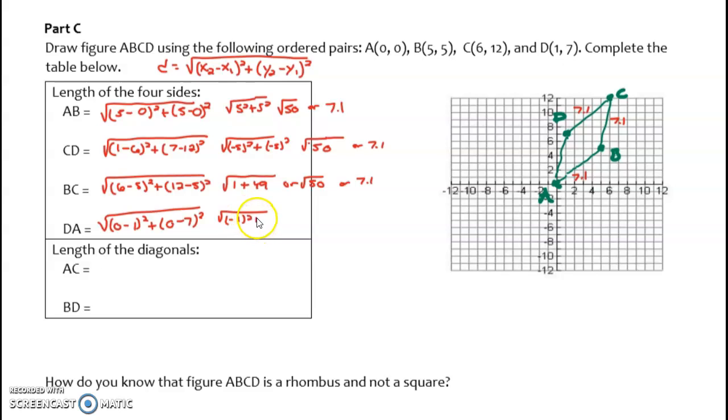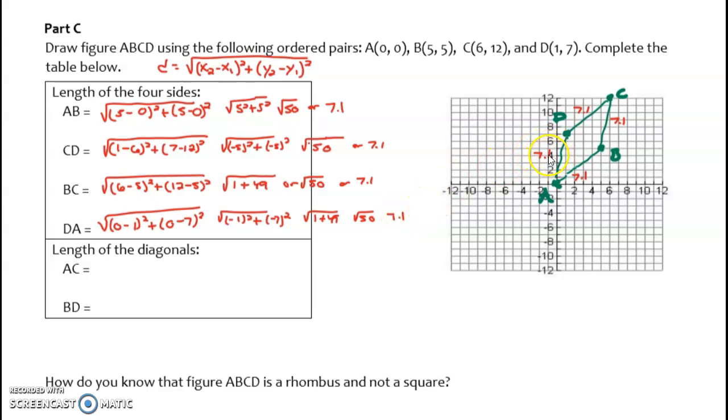Better take my time on this one. Plus, that's going to be a negative 7 squared. But if you square those out, you're still going to get 1 plus 49. Both are going to be positives because you square a negative times a negative. So you're still going to get the square root of 50, and you're still going to get 7.1.